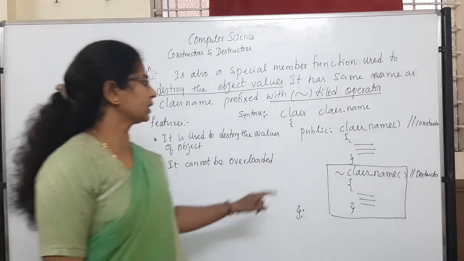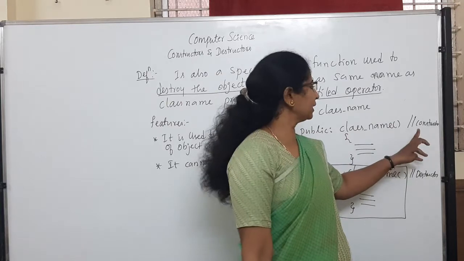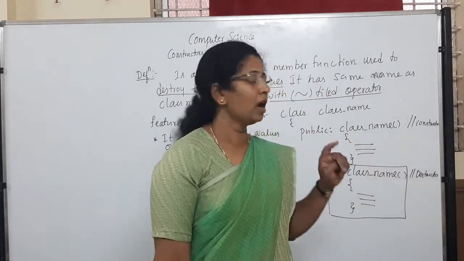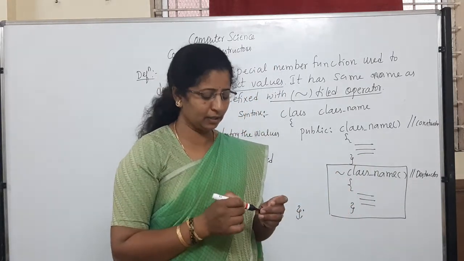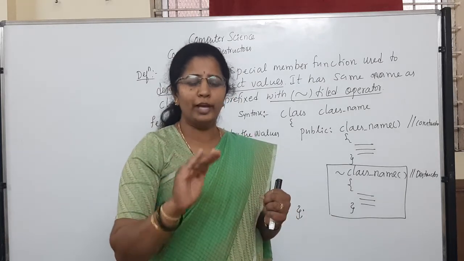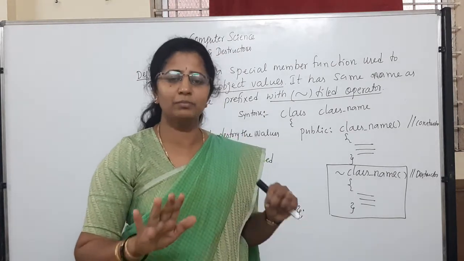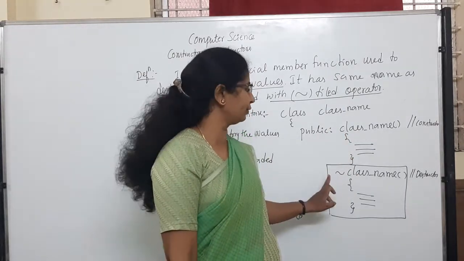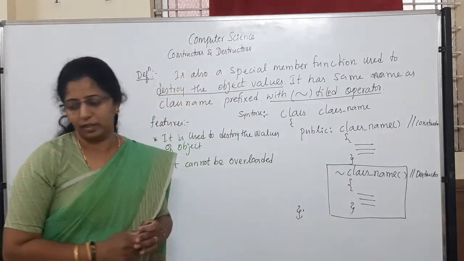N number of constructors, constructor 1, constructor 2, constructor 3. A program may contain default, parameterized, and copy constructors. N number of constructors are destroyed with only one destructor. That means if you have a 4 floors building and you demolish the ground floor, all the floors get collapsed. Similarly, here also n number of constructors are destroyed with only one destructor. Did you get it?